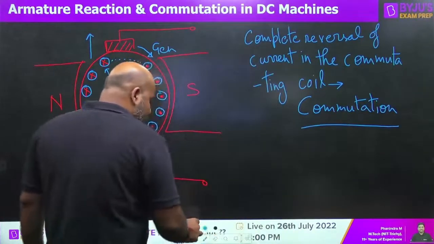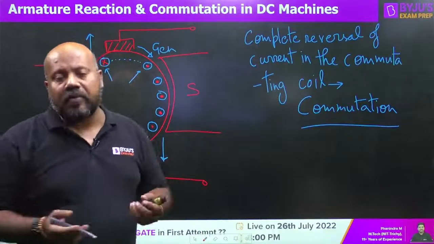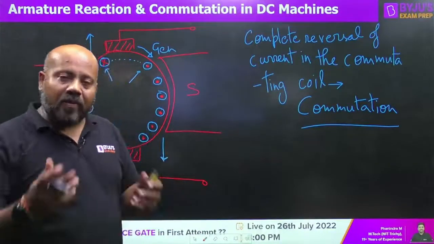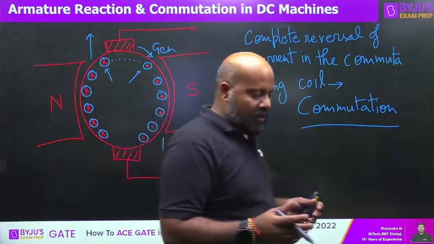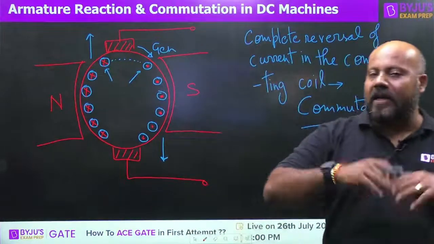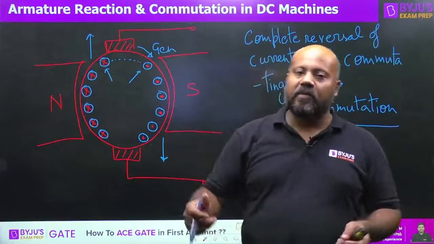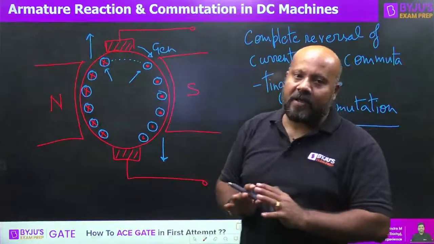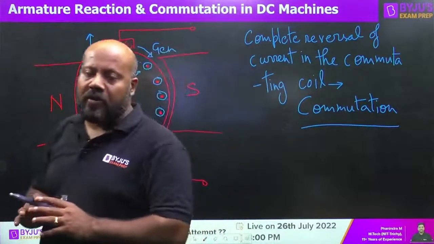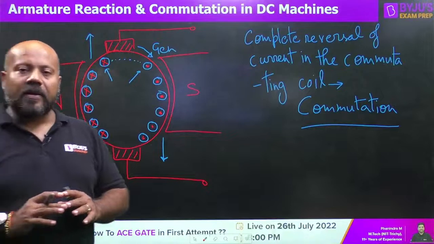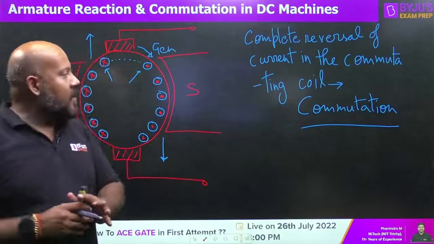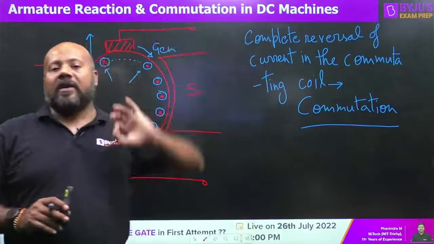This is the process of commutation, and you know that commutation is a very important phenomenon in case of DC machines, because DC machines are like AC machines only. The only difference is the process of commutation in general, if we say in terms of the operating principle or theory. It's not just current reversal, my friend, it is the complete reversal of the current.